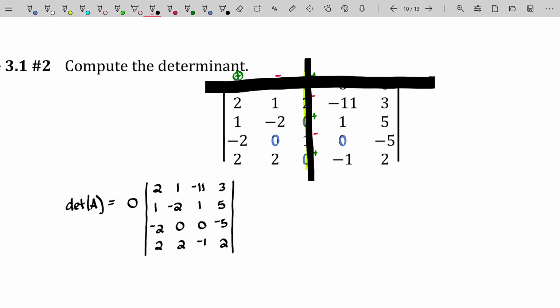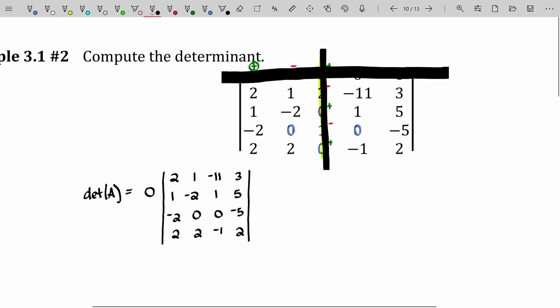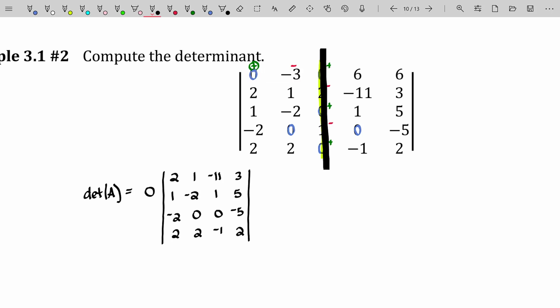Remember, if you remove this row and this column, you have a matrix that remains that's 2, 1, negative 1, 1, 3, 1, negative 2, 1, 5, negative 2, 0, 0, negative 5, 2, 2, negative 1, and 2. However, did I really have to write that? Honestly, because I'm multiplying that by 0, there was no real need for me to write that entire matrix out. But I wrote it for your benefit so you could see what we would have to do if that wasn't a 0 as the coefficient.